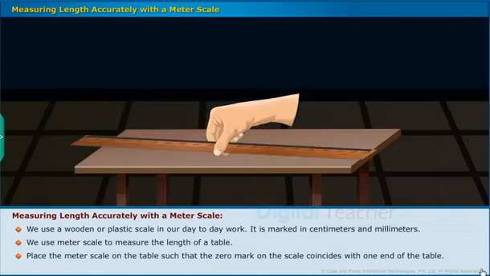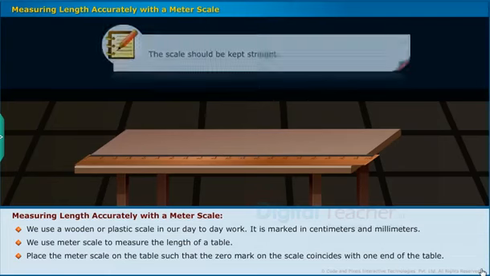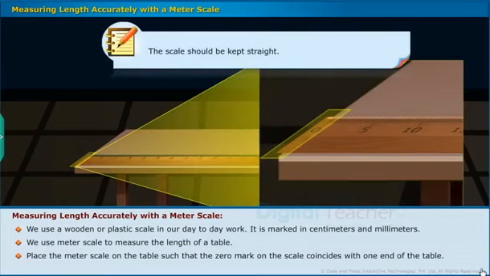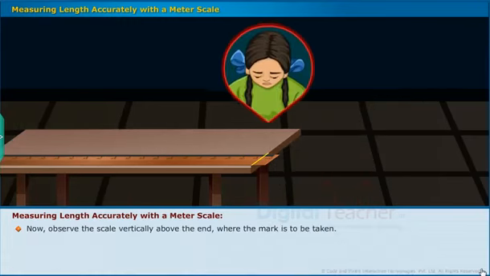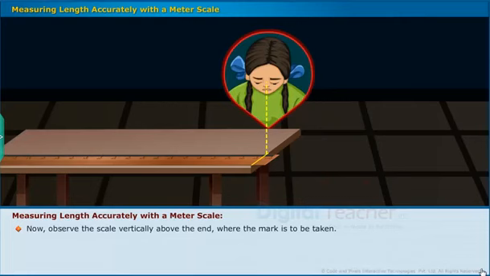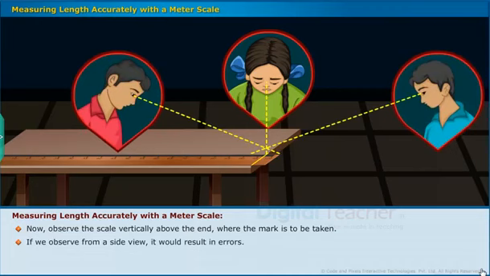Place the meter scale on the table such that the zero mark on the scale coincides with one end of the table. Note: the scale should be kept straight. Mark the point on the scale that coincides with the other end of the table with the help of a marker. Now observe the scale vertically above the end, where the mark is to be taken. If we observe from a side view, it would result in errors.